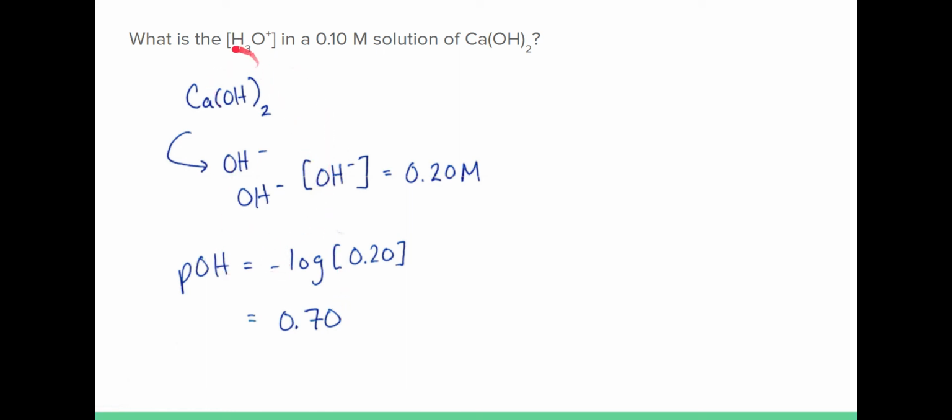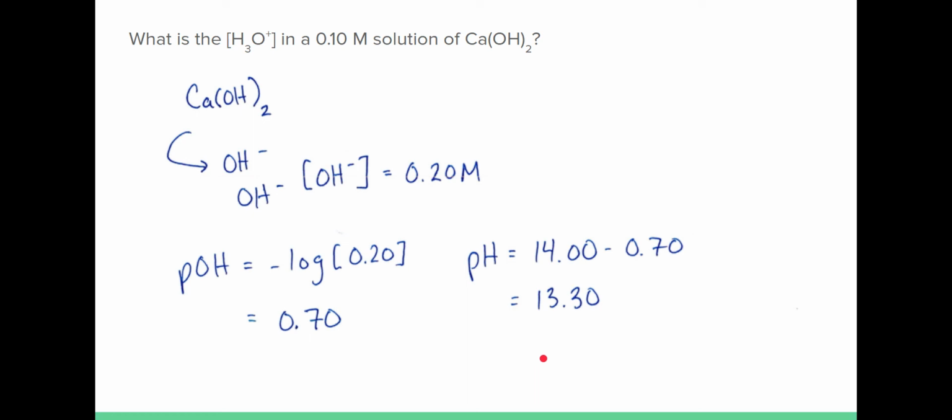Now, pOH does not directly give me the concentration of H3O+, but I can use the relationship that we talked about earlier, that pH plus pOH equals 14, to very quickly find that the pH is equal to 14 minus 0.7, so the pH of this solution is 13.30. Checking to make sure that answer makes sense: it does, because this is a strong base and I would expect its pH to be very high.